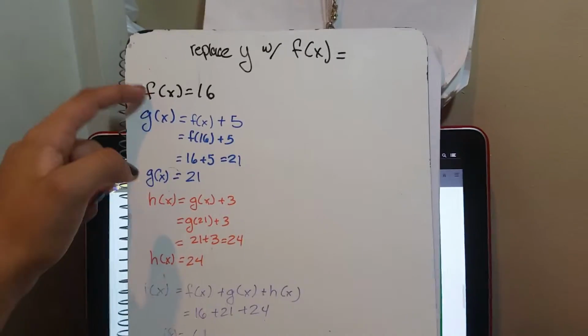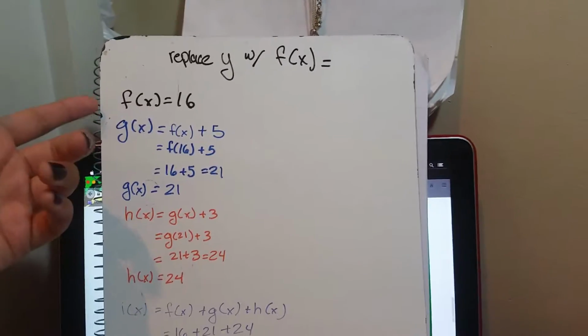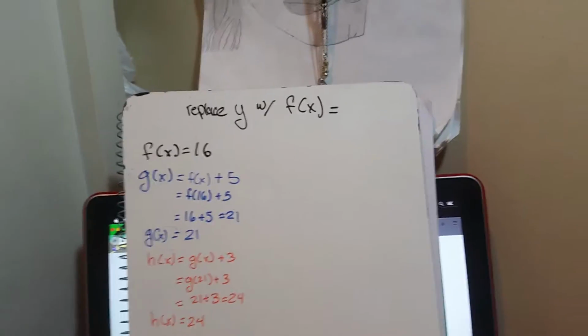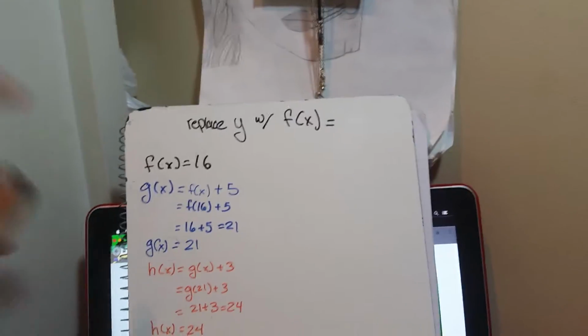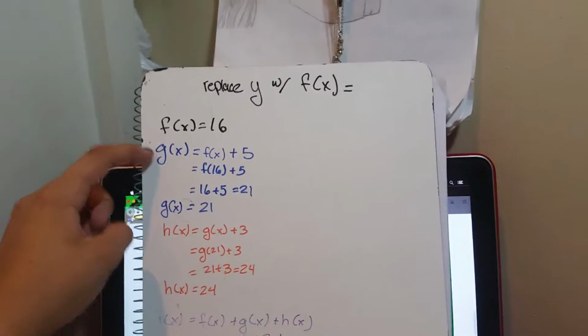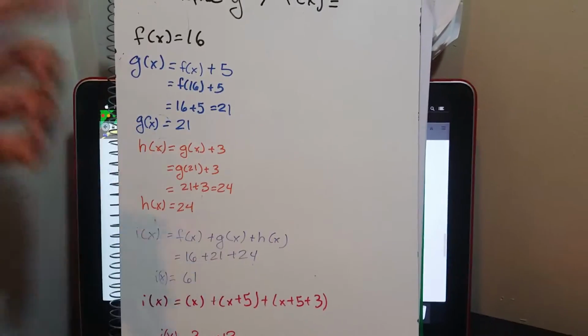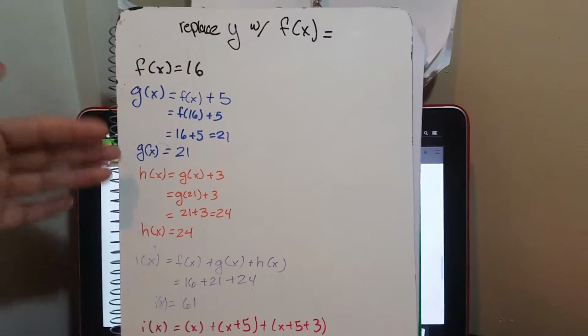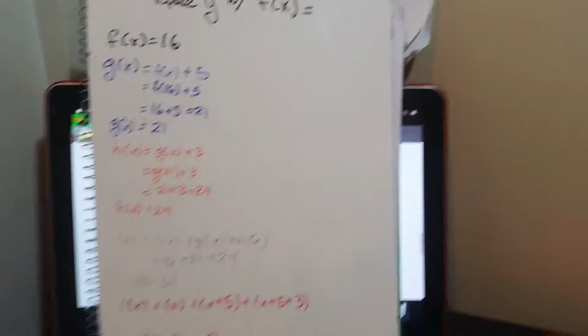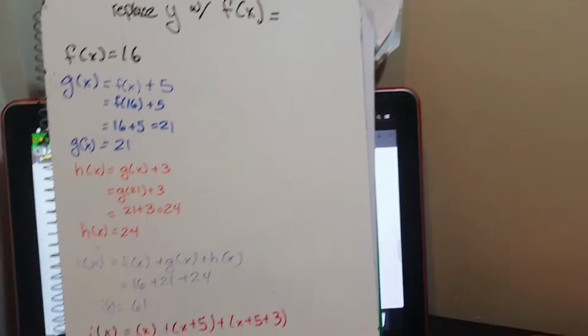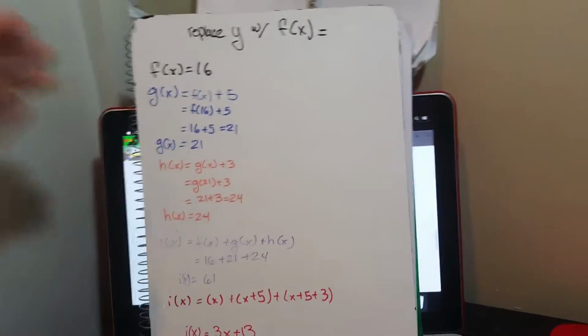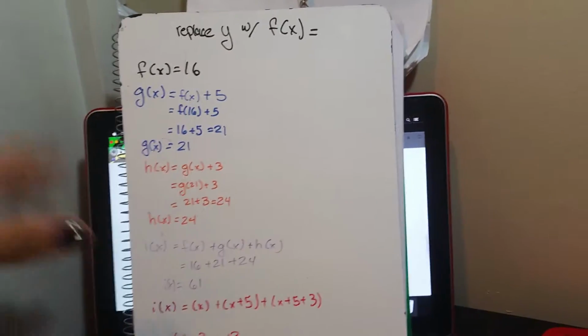Now, we have f of x. F of x will never change, like, letter. You always start with f of x, but then letters after that don't really matter. You can have b of x, q of x, c of x. It doesn't matter. It doesn't really matter as long as you can tell the difference between each equation.